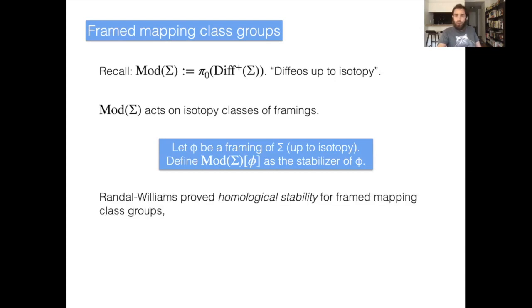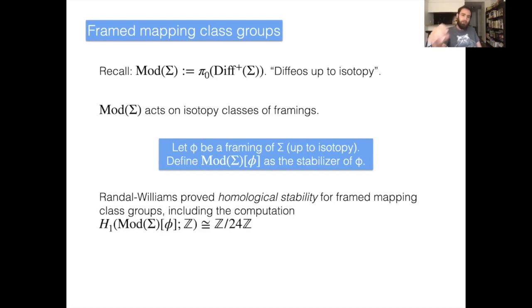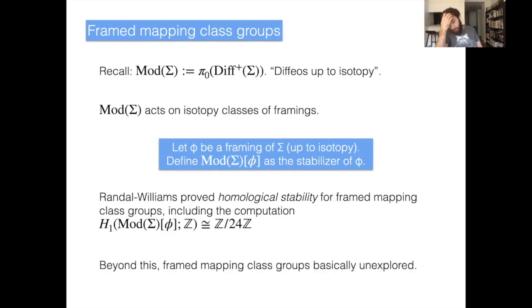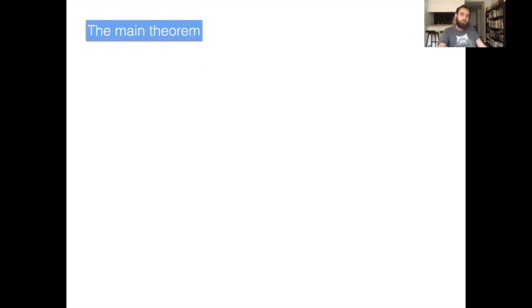And what do we know about this? The first place in the literature that I've seen the framed mapping class group is in a paper of Oscar Randal-Williams. What he was able to prove about this was a homological stability result. And one of the outputs of this is an interesting fact: it gives you the abelianization of the framed mapping class group, and he shows that it's finite cyclic. But beyond this computation, framed mapping class groups really haven't been explored very much.